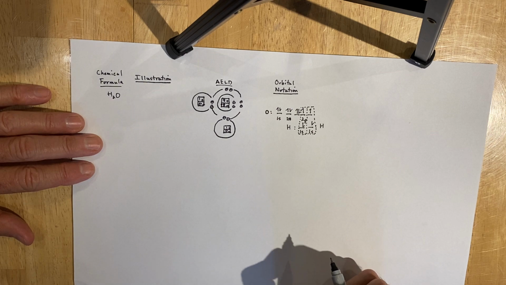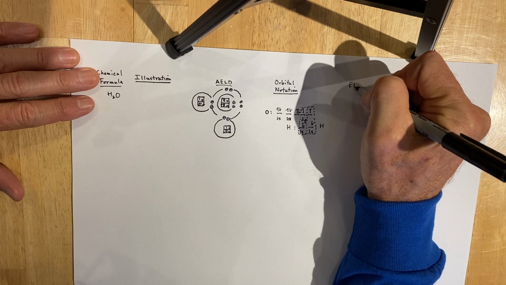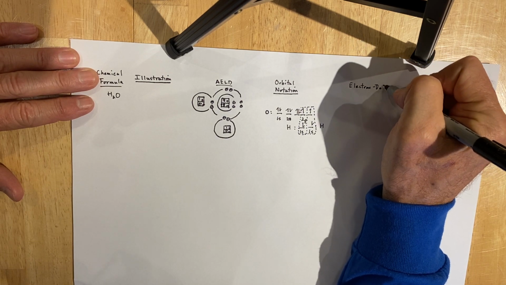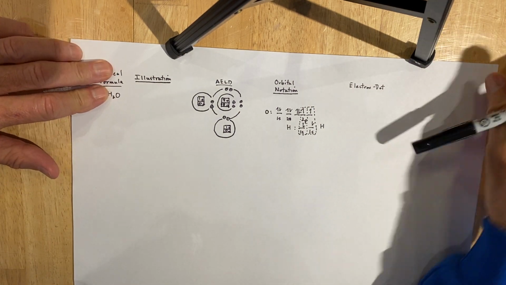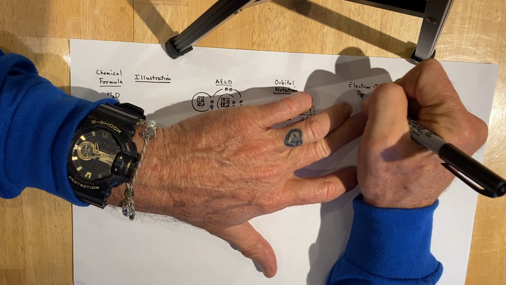So let's go on to the electron-dot diagram. Wow, my paper is just kind of floppy today. It's not cooperating with me. The electron-dot diagram.